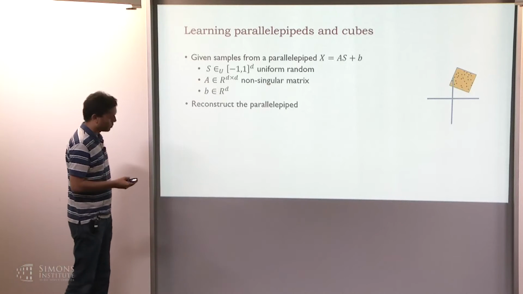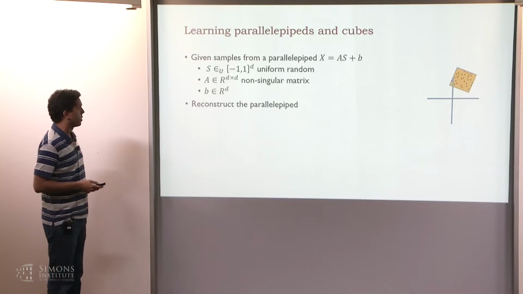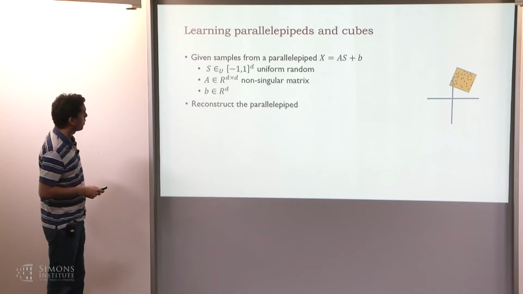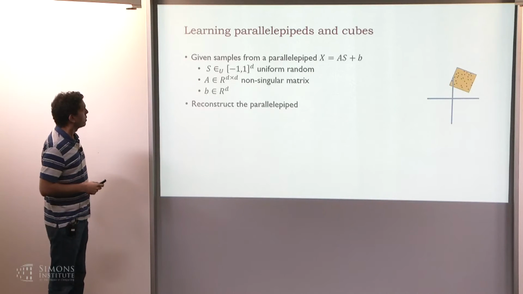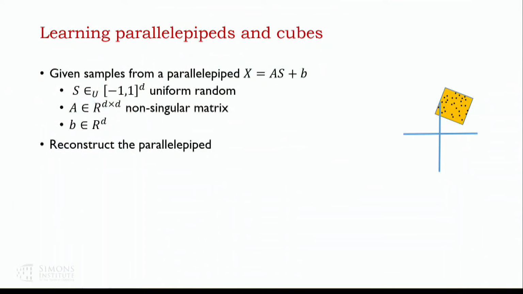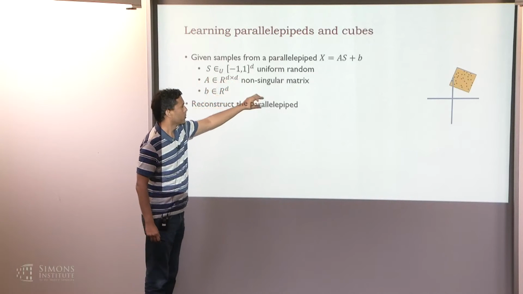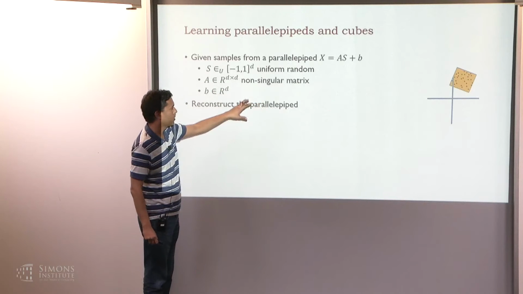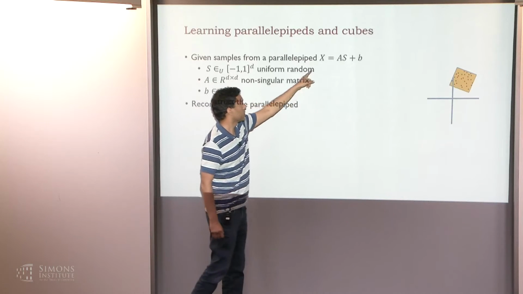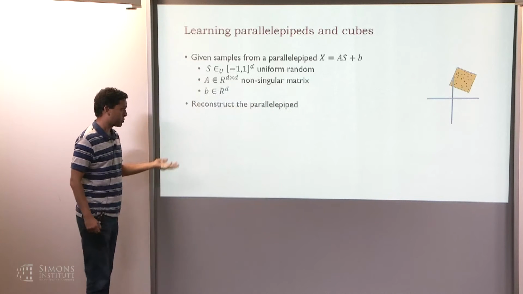It follows more generally that parallelepipeds can also be learned. Let me be a little more precise about what I mean by learning these things. Here we are given samples from a parallelepiped, which is x equal to As plus b. X and s are random variables in R^D. b is a vector, and A is a non-singular matrix. And s is uniformly random in the cube. So basically, we are taking the cube, applying a linear and affine transform, and we get to see the samples of x, and we want to reconstruct the parallelepiped.